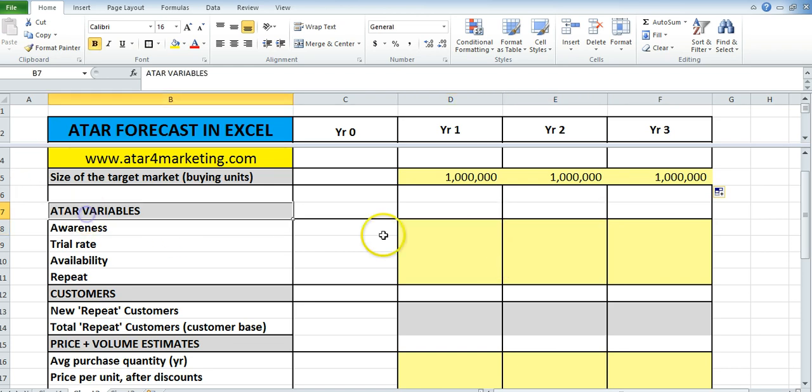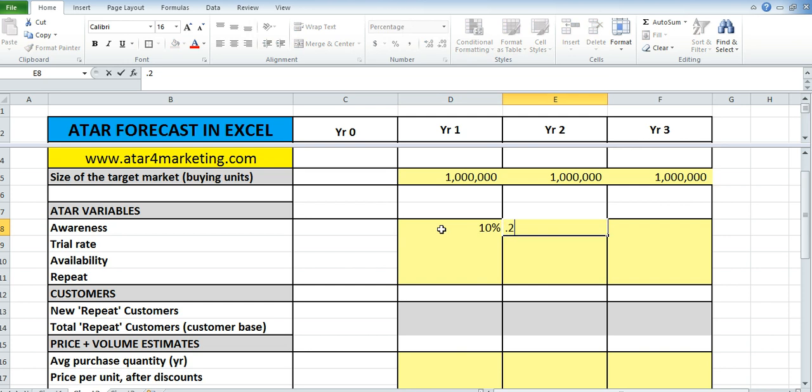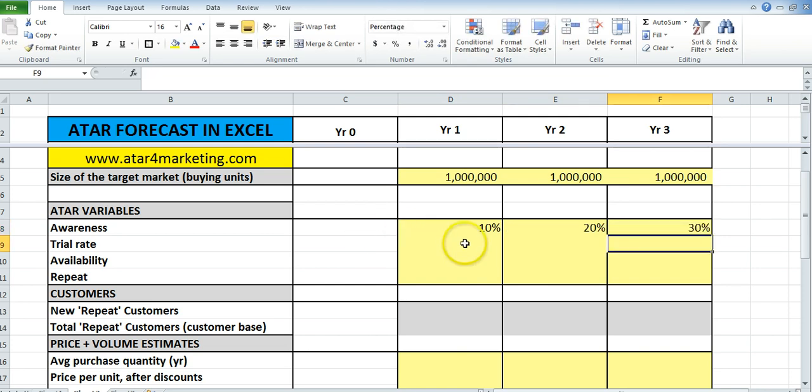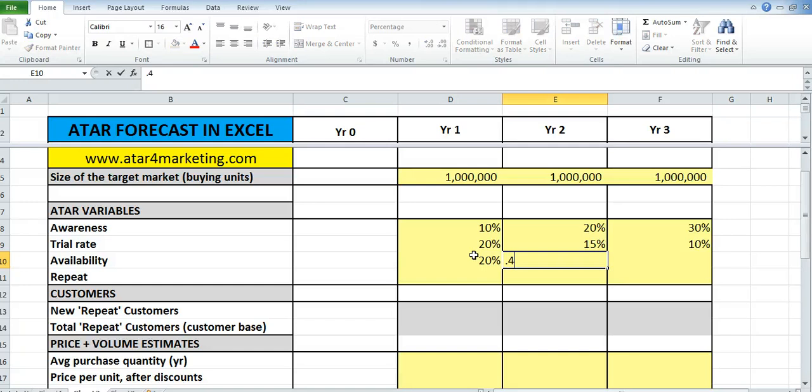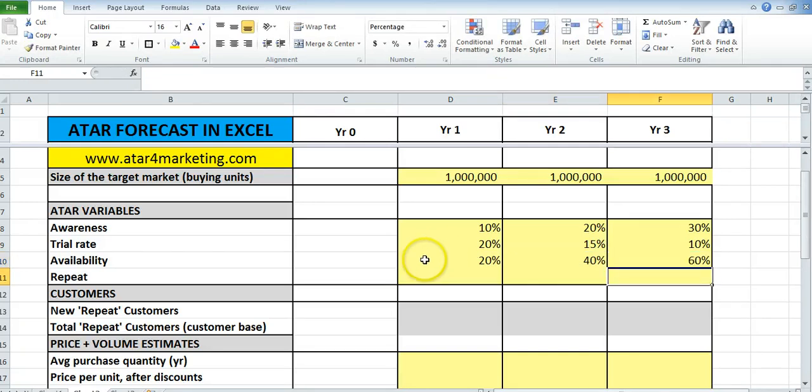Then I need to have my ATAR assumptions. So I'm going to assume that awareness starts low and starts to grow over time. I'm going to assume trial is pretty good initially, and then probably drops off as the product is less new. So when it first comes out, it's new and exciting. Availability, I'm having that increase as well. Fewer retailers initially, and we're going to gain retailer support over time. And I think it's a pretty good product, so I'm going to put that level of repeat. Again, justify the numbers.